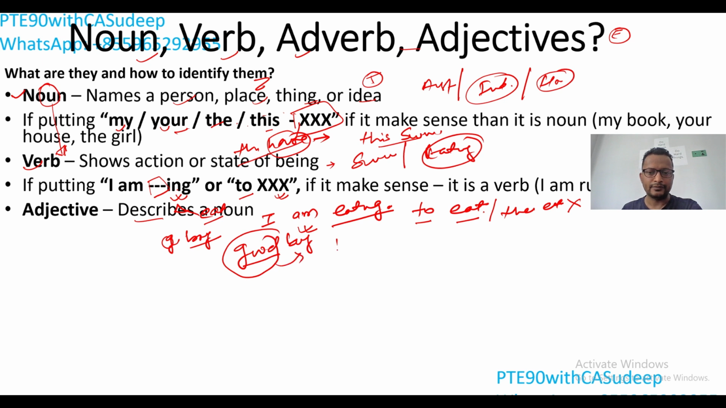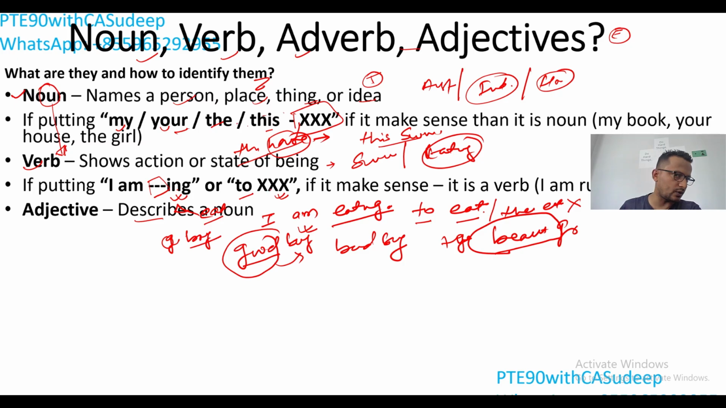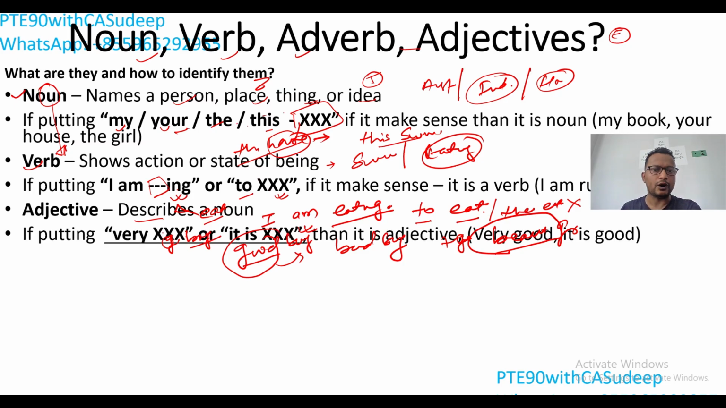So bad boy. Or the girl. Girl is a noun. Let's say beautiful girl. Here beautiful is an adjective. So an adjective is nothing but a word that describes a noun or describes the quality of the noun, right? So now how to identify it?